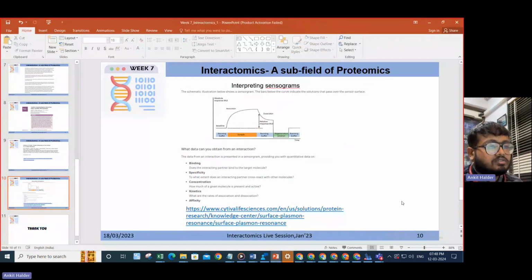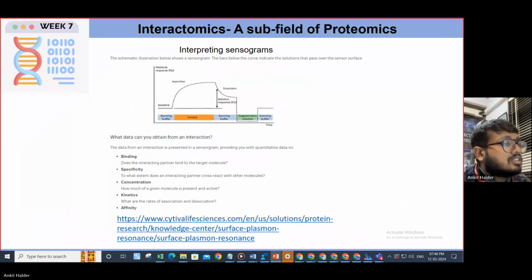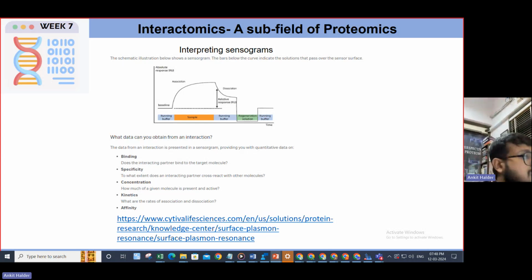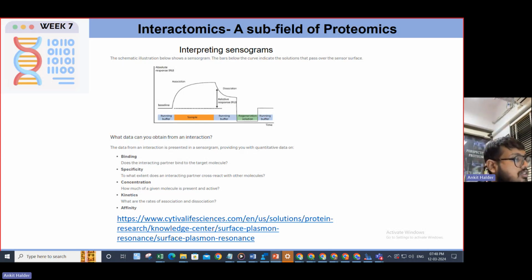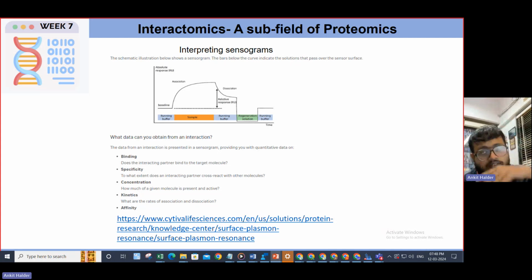So this is the response unit. The illustration shows one is the baseline, then association and the sample. First it is the running buffer, then the sample, then the running buffer, then the regeneration solution for removing the analytes, and finally again the running buffer. So this is an ideal SPR sensorgram where you have the running buffer, samples, and then going to the association, dissociation, and then finally going back.